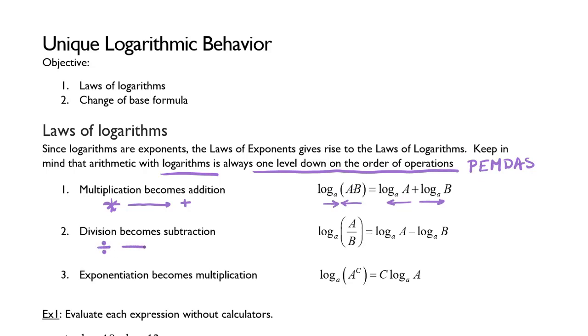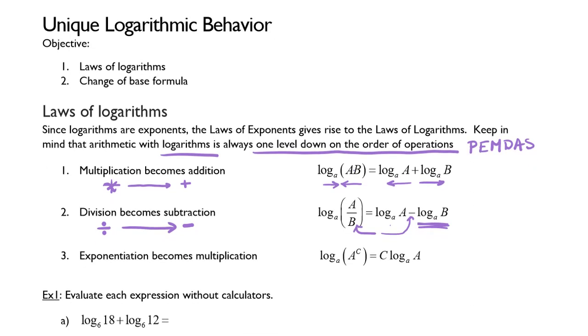Division goes to subtraction. Again, this should sound similar to the rules for exponents, and that's exactly what logarithms are. They behave with a similar trend as an exponent. So if you have log base a of capital A over capital B, then you get log base a of A minus log base a of B. Notice that the denominator becomes a negative term.